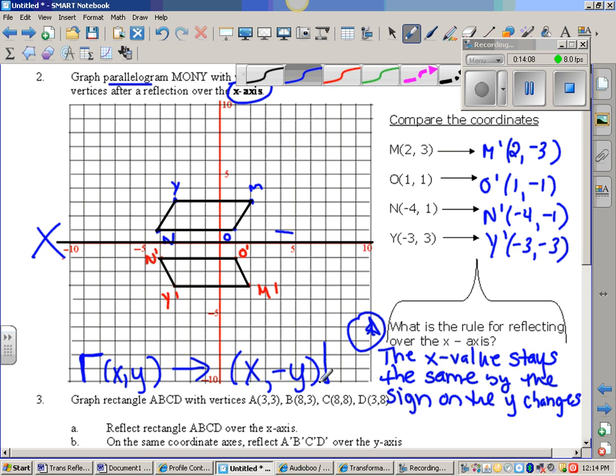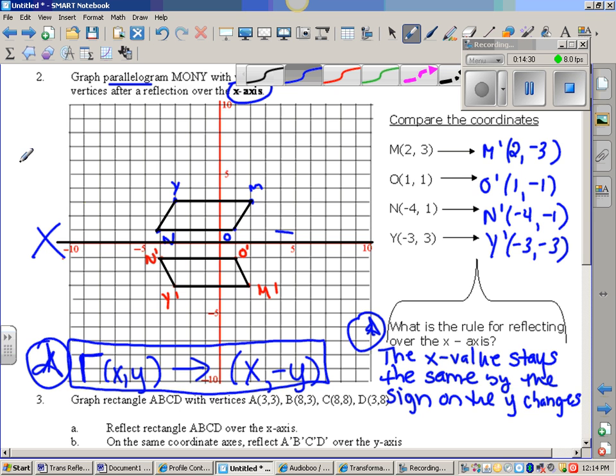So you have two very important rules to know by the end of this video. You have to understand how to reflect over the y-axis, and you have to know how to reflect over the x-axis. When you reflect over the y, you negate the x, and when you reflect over the x, you change the y. It's kind of like an opposite.